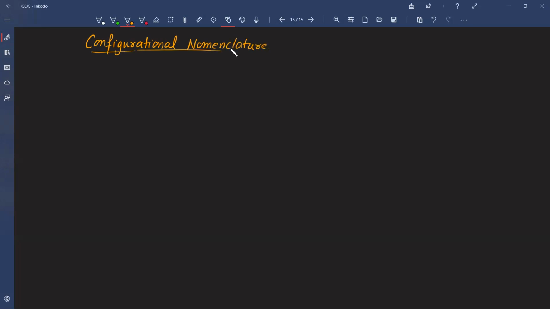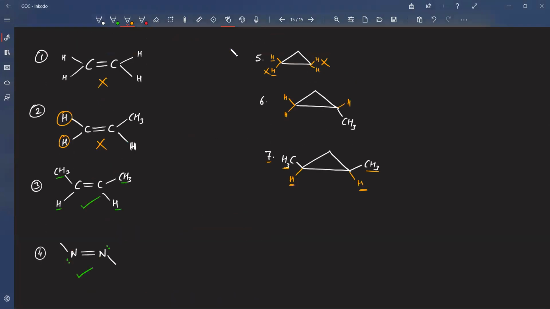What does that mean? See here. This is the case where isomerism is possible. So what will be the other structure? The other structure will be where this CH3 and CH3 are on the opposite side. Here you can see they are on the same side, and here they are on the opposite side. So this is the possible orientation change.